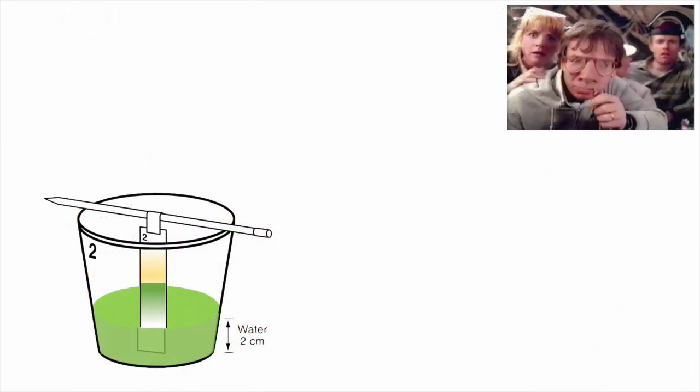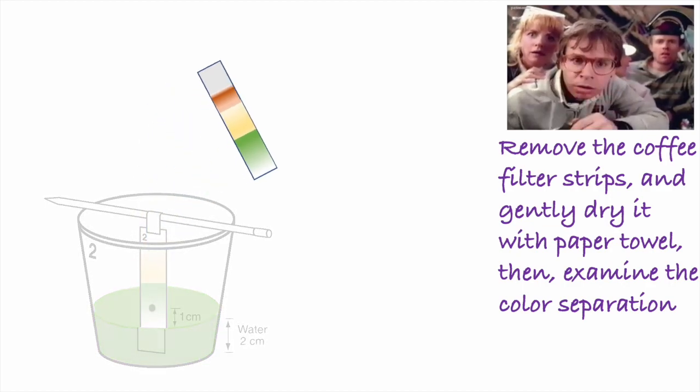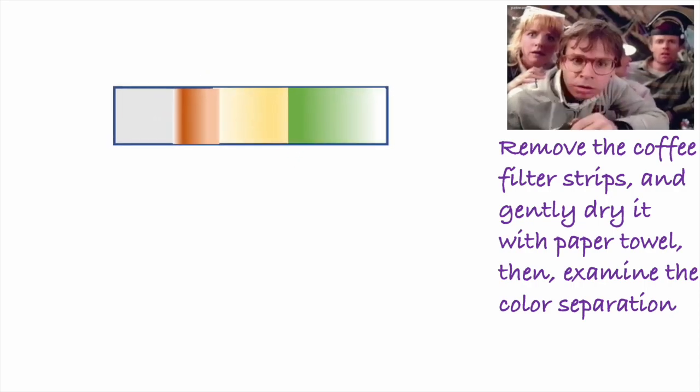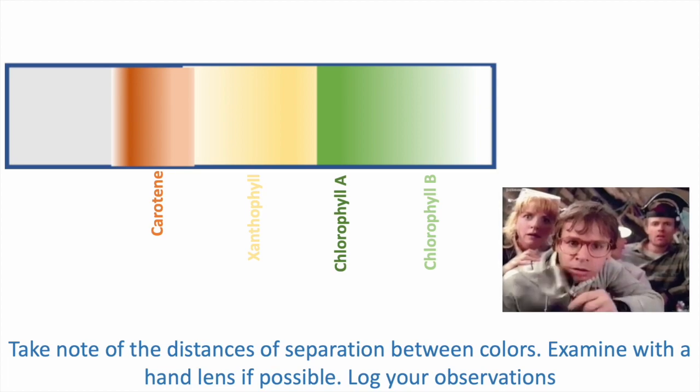When this is done, gently remove the coffee strips from the container and from the pencil where they are attached. Then, gently dry them with a paper towel. Next, examine the pigments, taking note of the distances of separation between colors.